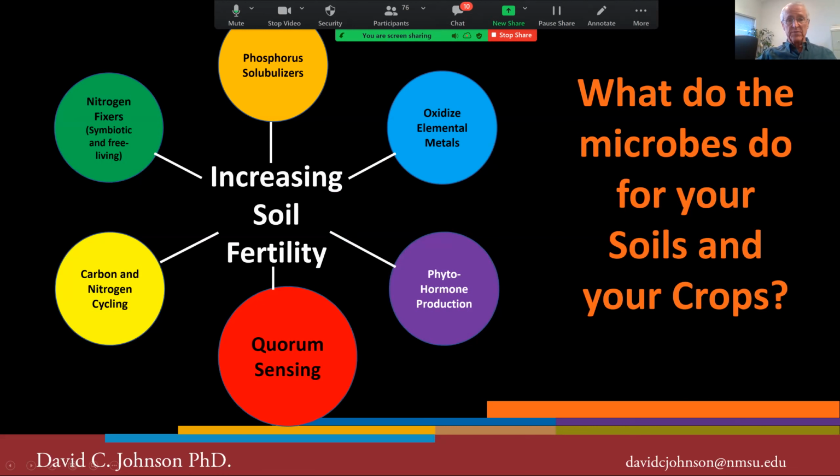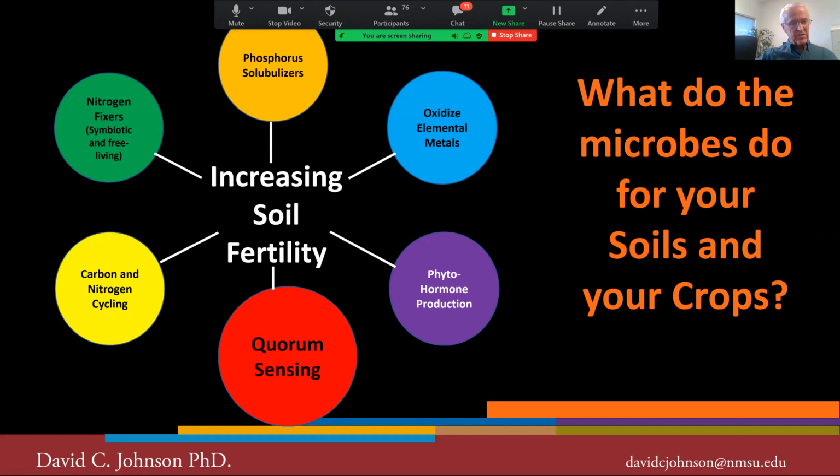You also have microbes that can oxidize the elemental nutrients out of the parent material, and they can free all the iron and copper and zinc and other micronutrients and let the plant have access to them. We also see phytohormone production. Some of the microbes secrete hormones that increase plant growth. And another thing, we see carbon and nitrogen cycling, which is very important in your system. You need to build a system that cycles both carbon and nitrogen so it's available to the plant.